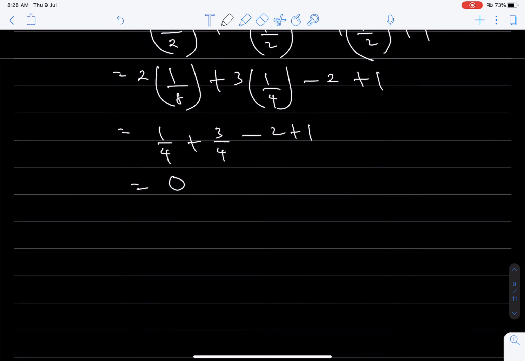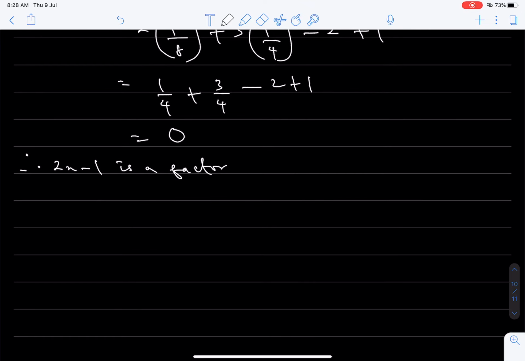Since the remainder is 0, that simply means 2x minus 1 is a factor. If you divide a by b and the remainder is 0, that means b is a factor of a. That's what it means. So therefore 2x minus 1 is a factor of f of x.